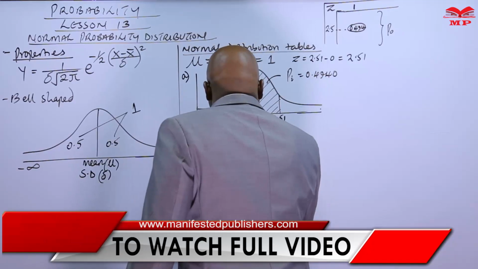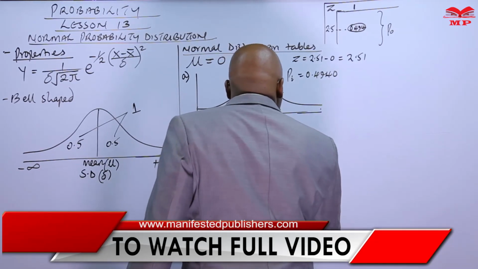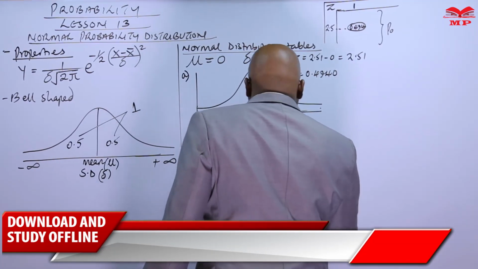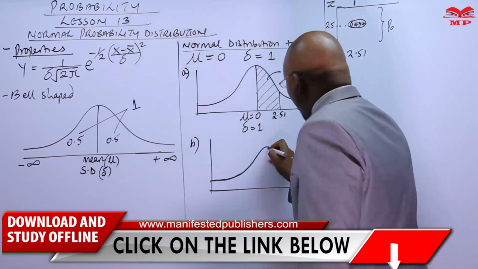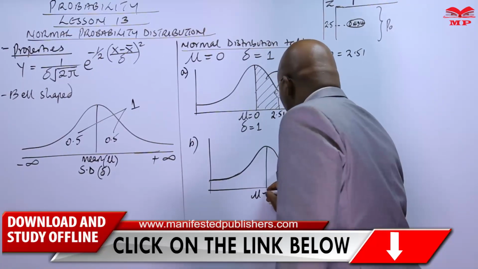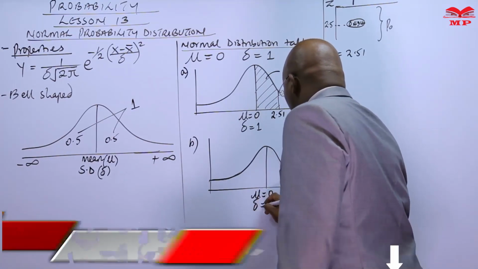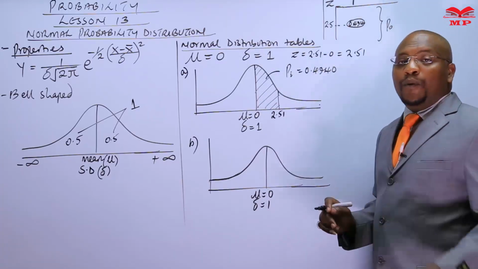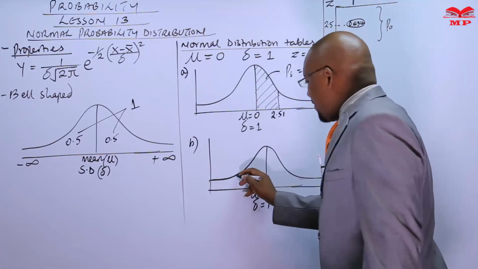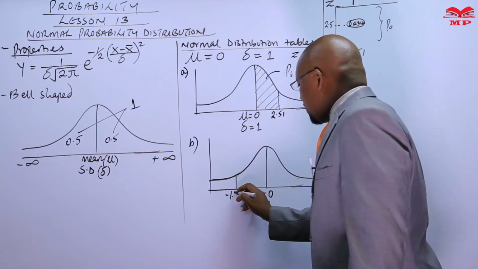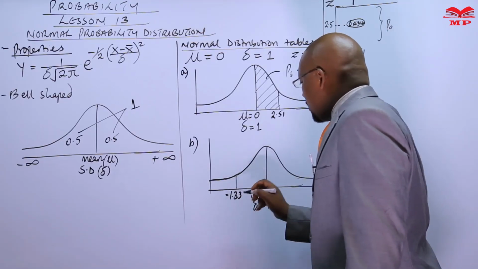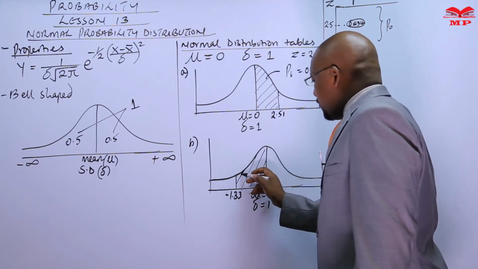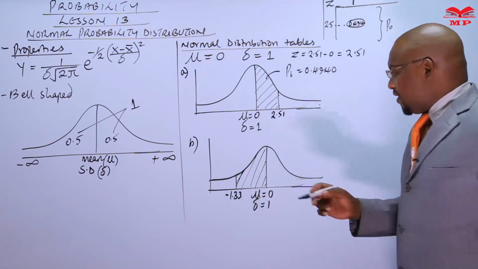Part B, we want less than the negative sign. So less than negative. We have here the mean is 0, deviation is 1, and we want negative 1.33. It must be on our left-hand side where we have negative, so negative 1.33. So we want this area in between. This is the area we want, and for that we get our probability.